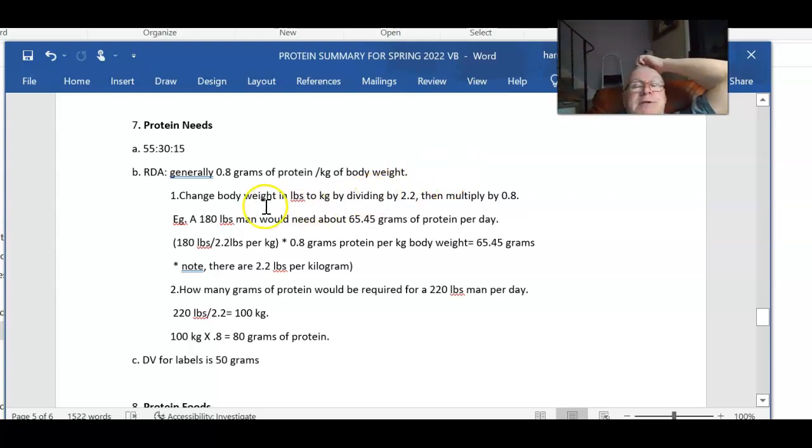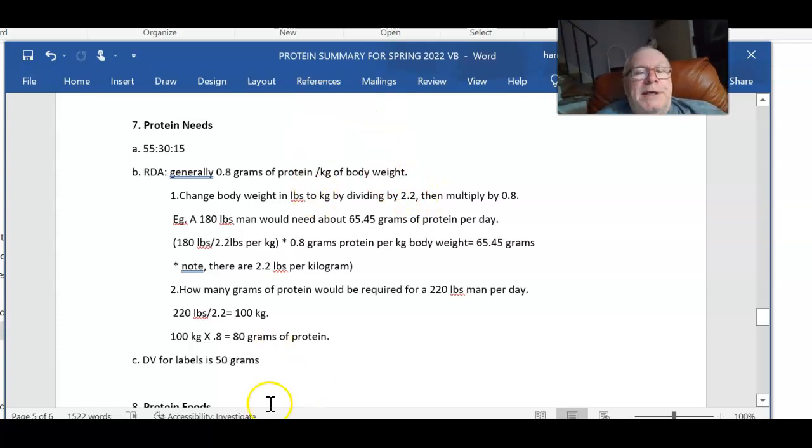Okay, so let's look at some examples here, and I'm going to change this kilograms to pounds because that's what your book does. You don't have to. I typically wouldn't, but I'm going to do it the way your book does it. To change your body weight in pounds to kilograms, divide by 2.2.